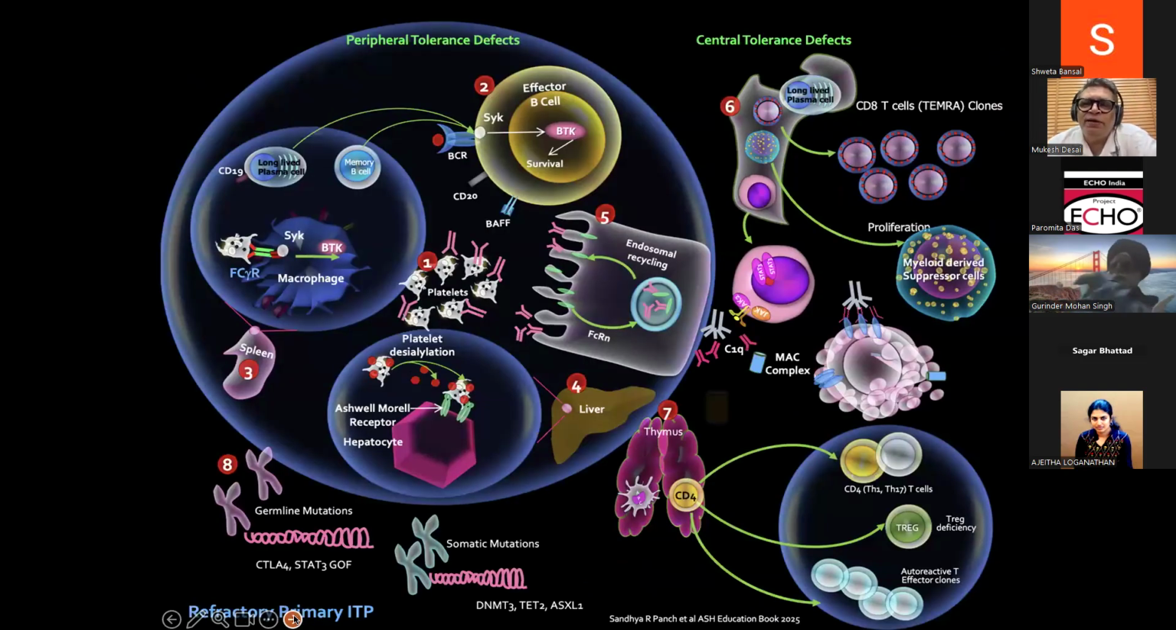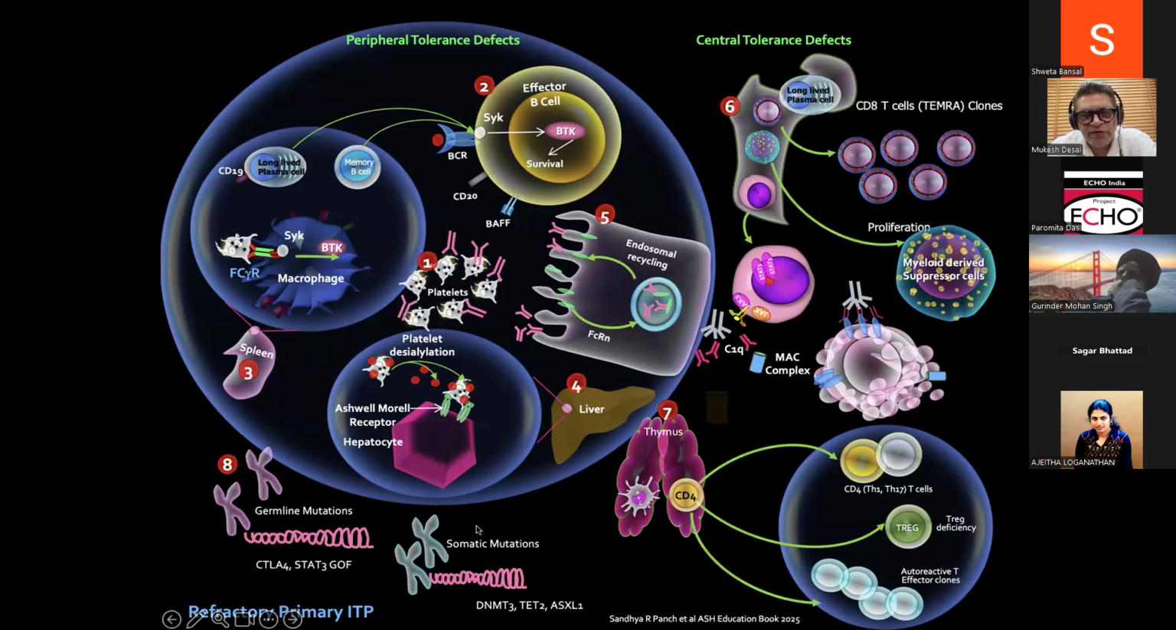Now, this is a very complex cartoon, but I will come back to it, telling you that this is the reason for refractory primary ITP in most situations. So here it deals with what is happening in the spleen, where you have long-lived plasma cells and memory B cells, and these molecules which are highlighted can all be targets for us to treat patients with ITP, which I'll tell you when we talk about the therapeutics which we have. Then we have the central tolerance. This is the peripheral tolerance. And then we have germline mutations like CTLA4 and STAT3. And you have somatic mutations.